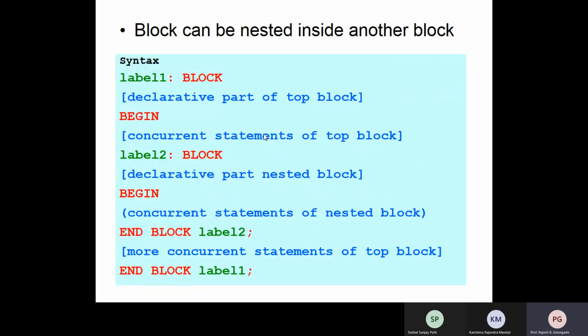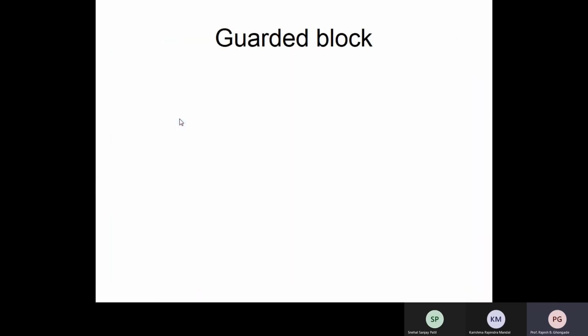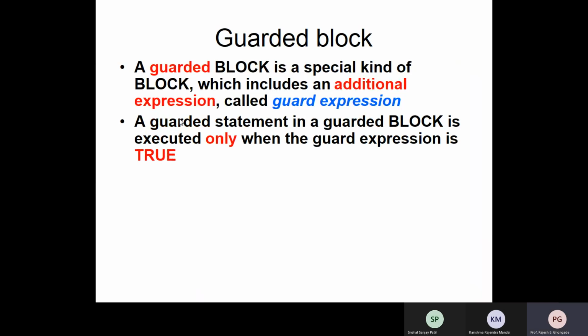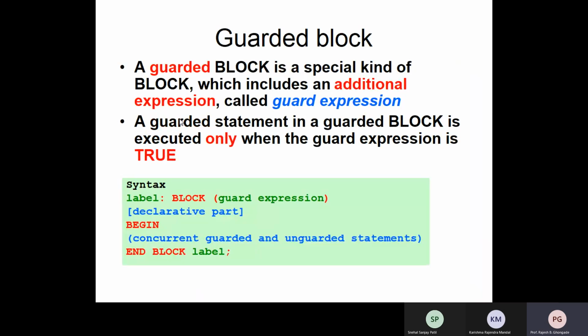A block can be nested inside another block. So you can have a block, and again you can see here that there is a nested block here, and all the concurrent statements are there. That can also be done. Then there is something called a guarded block. A guarded block is a special kind of block which includes an additional expression called the guard expression. A guarded statement in the guarded block is executed only when the guard expression is true. So this is a conditional execution.